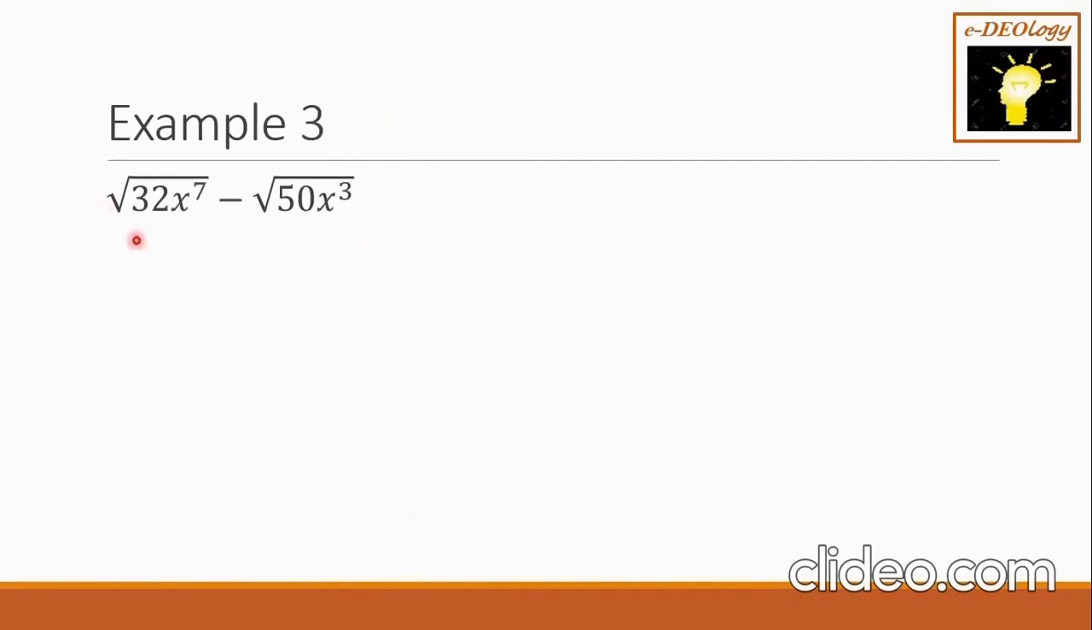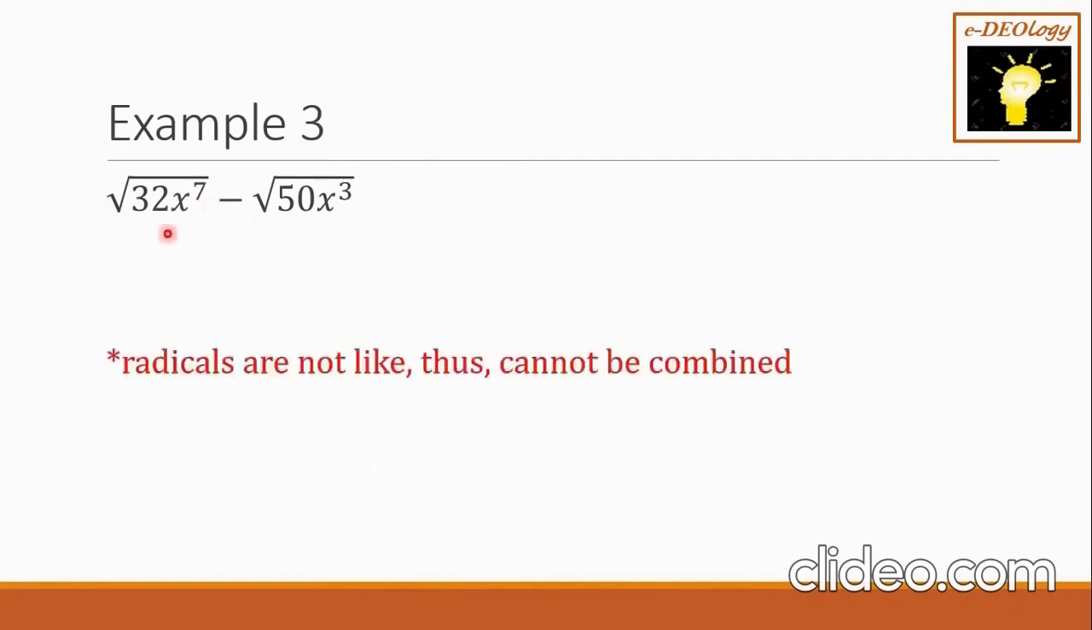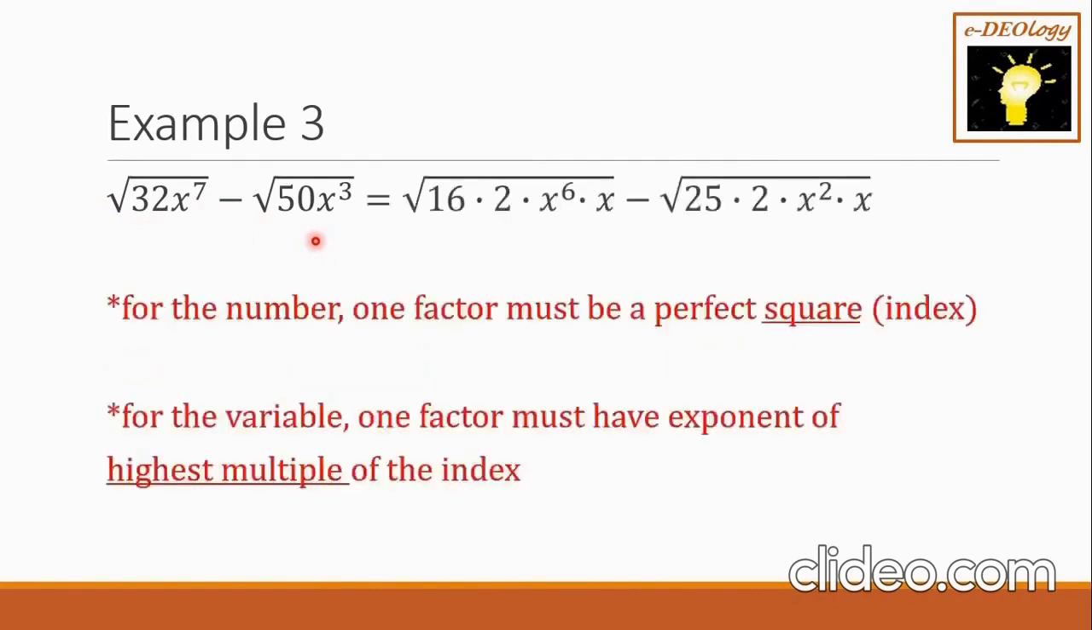Example 3, the square root of 32x raised to 7 minus the square root of 50x cubed. Obviously, our radicals are not like. The radicands are not the same. So what we'll do is to simplify both radicals. We're going to factor out the radicands of each of these radicals. So we will be guided by this principle. For the number, one factor must be a perfect square. Since our index here is 2, we're looking for a factor that is a perfect square. It means, in another problem, if your index is a cube root, you must look for a perfect cube factor.